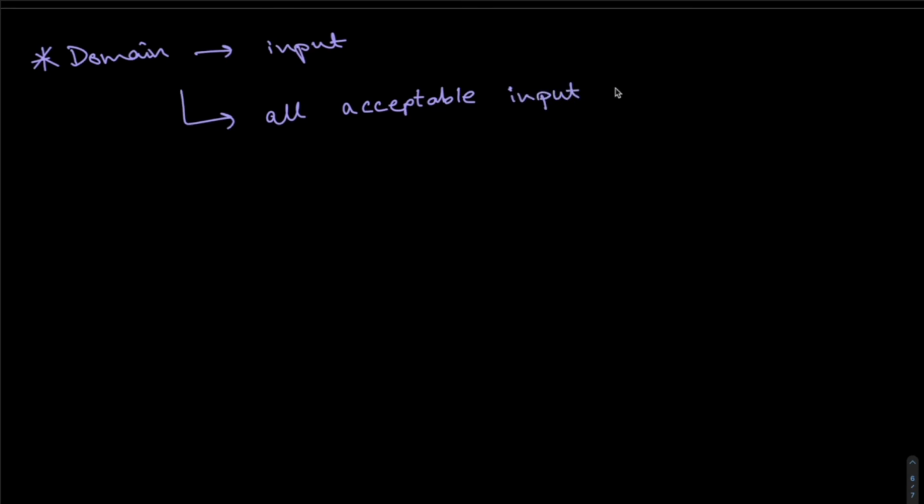So domain, right? So right here we have a domain. Domain is just the input values. Or if I have to make it more specific, I can call it all acceptable input values. All acceptable input values for the specific function.